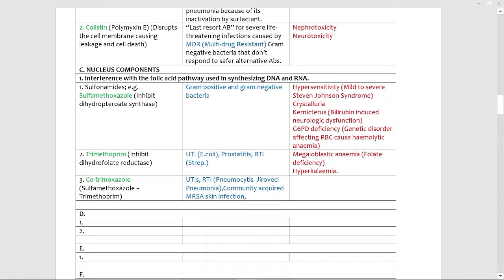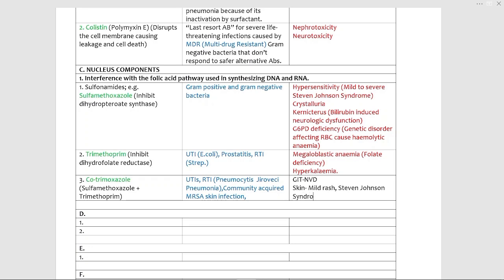Now it's easier for you to write the side effects of cotrimoxazole. Cotrimoxazole is basically the combination of the side effects of trimethoprim and the sulfonamides. So just make a summary. For the GIT, it causes nausea, vomiting, diarrhea, very common. For the skin, it may cause a mild rash, especially with sulfonamides, or Stevens-Johnson syndrome.